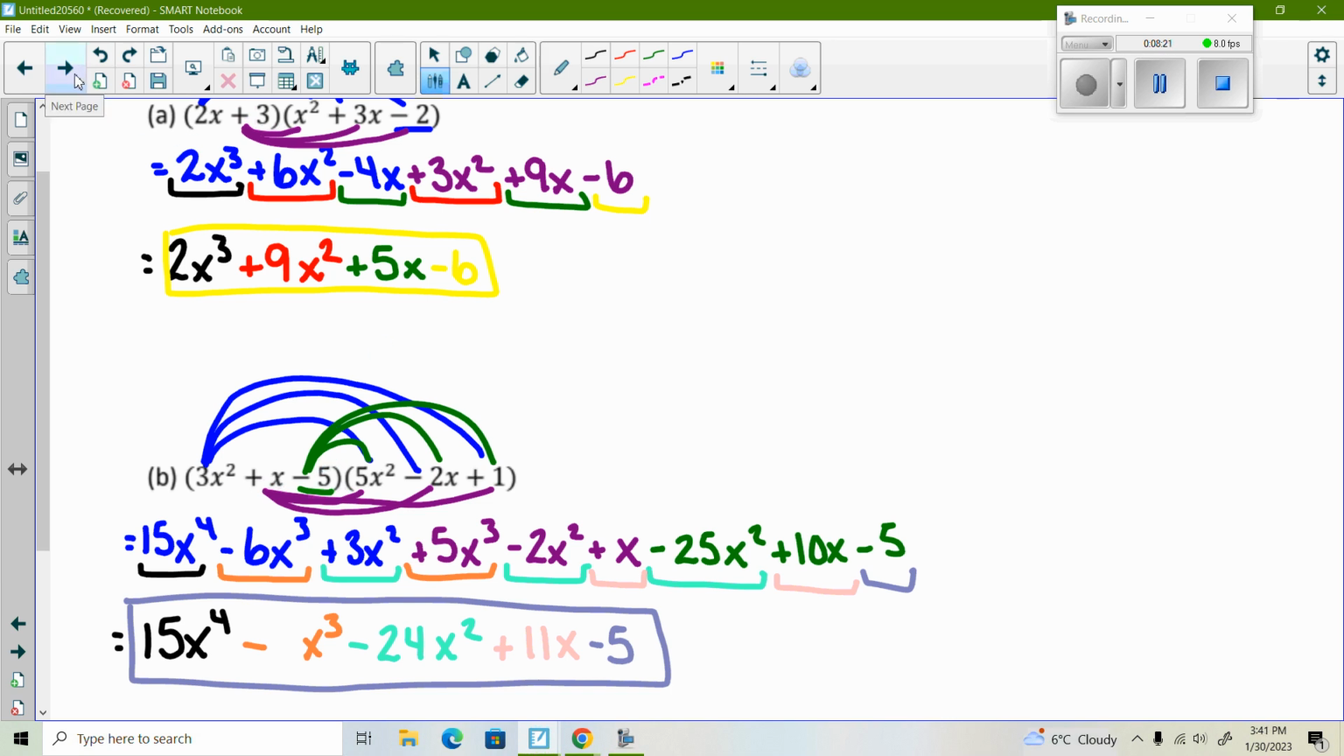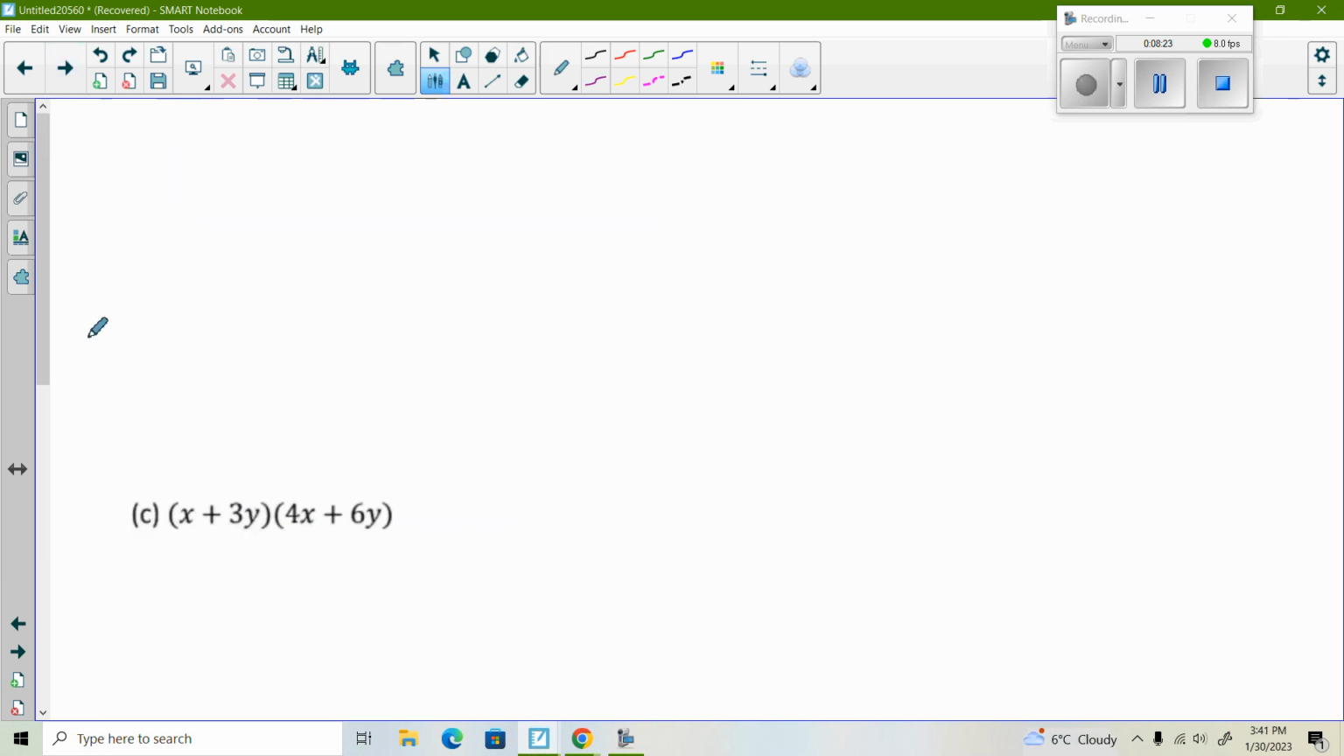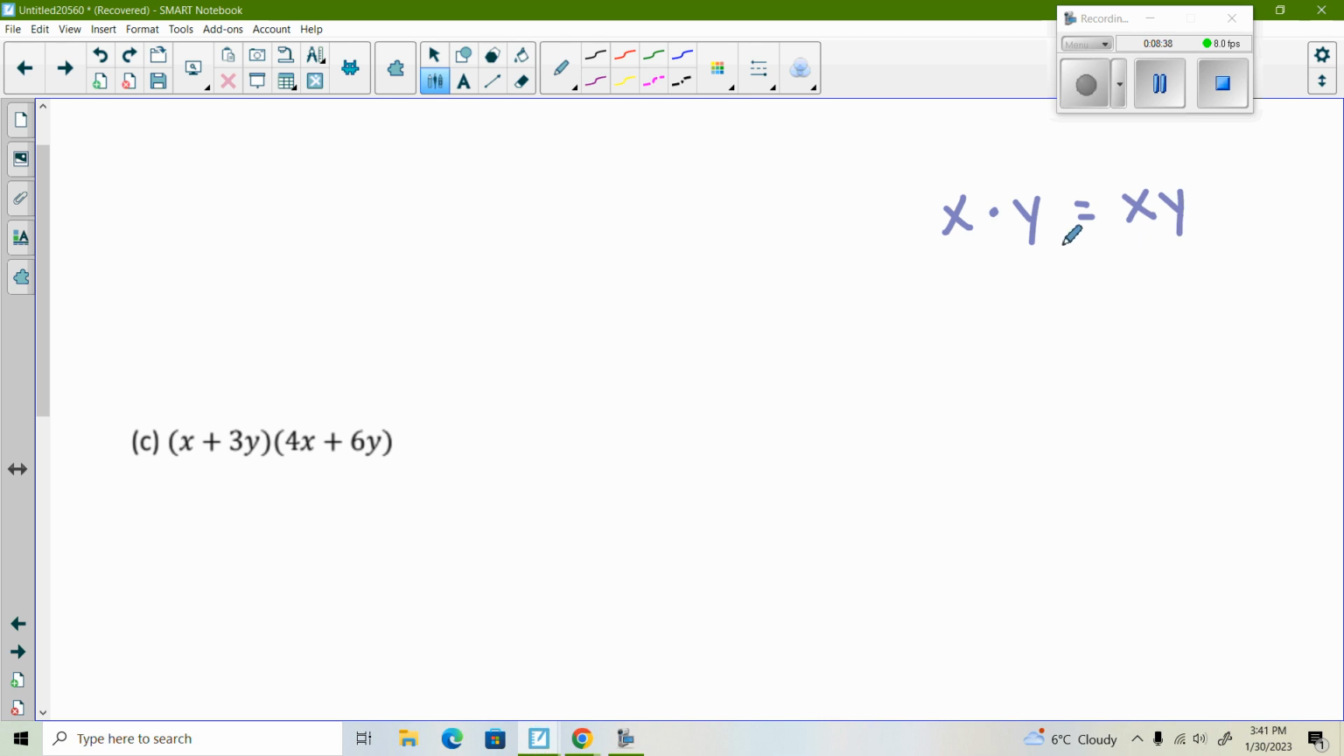All right, let's do one more example. What if we have something like this where we have two different variables? So think about it. If we have an x times a y, since they're not the same variable, I can't combine their exponents. So you would just write xy, the same as you would if you were multiplying 2 times y. You just put a 2 in front of the y. Okay? So let's work on this one here.